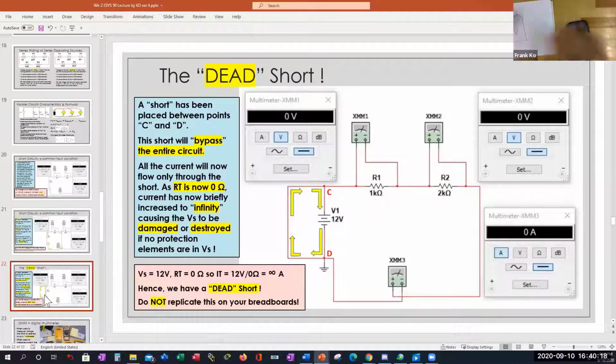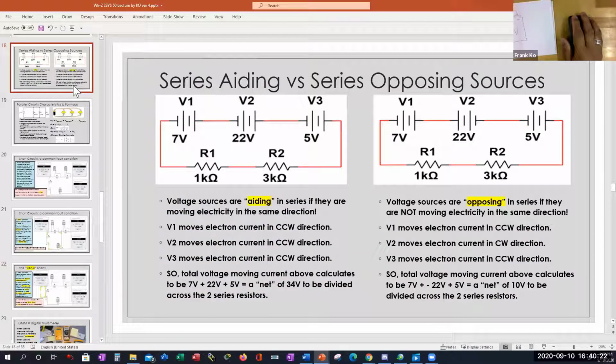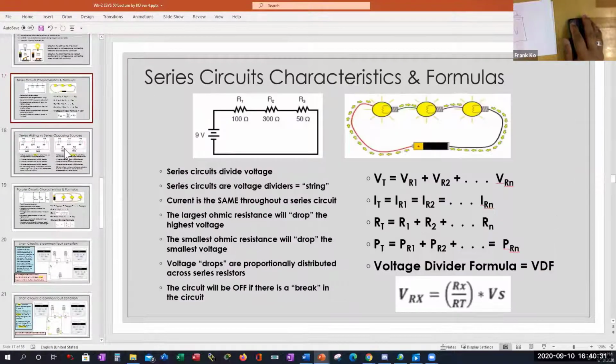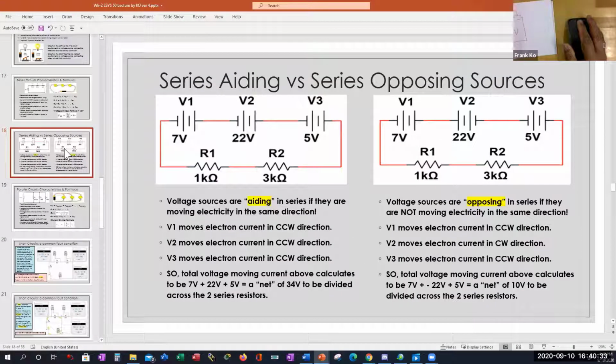Okay. So just because week 2 is behind us doesn't mean you should not go back to week 2 and take a look at these topics. We talked about series circuits. Well, then there's series aiding and series opposing voltage sources. How do you reconcile that? You should go back and look at your PowerPoints. They're very informative, okay?